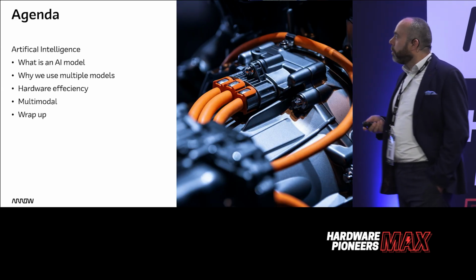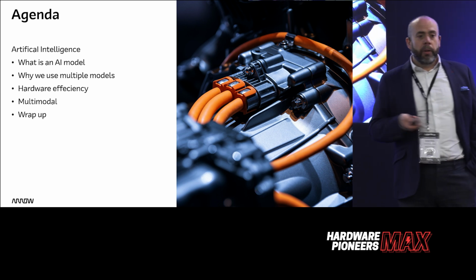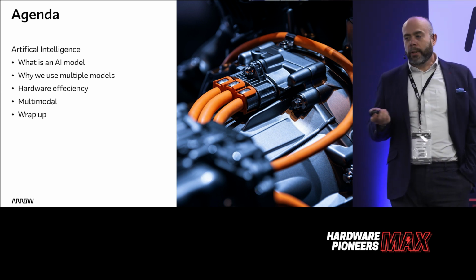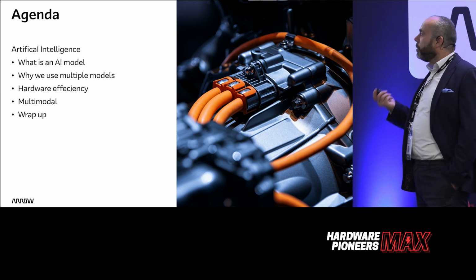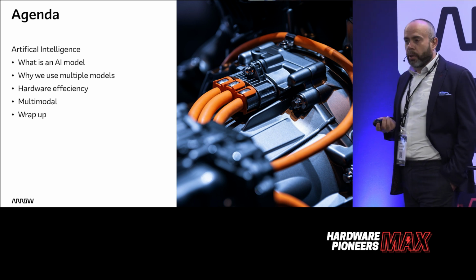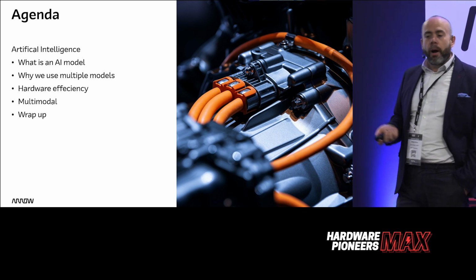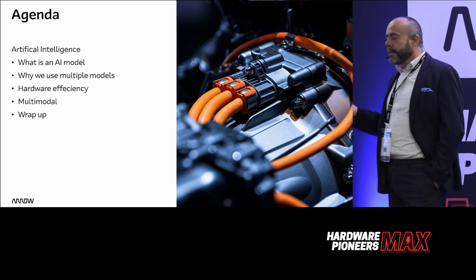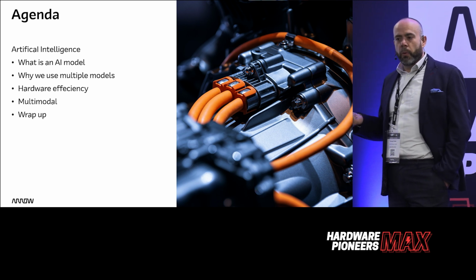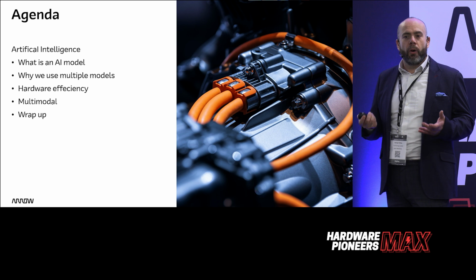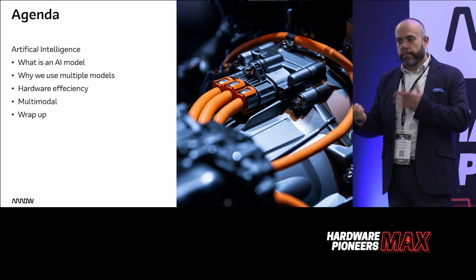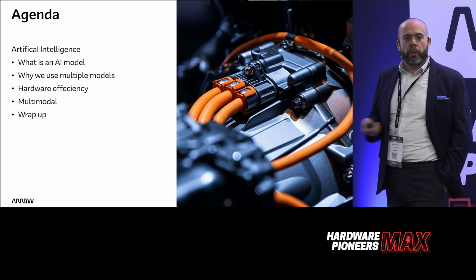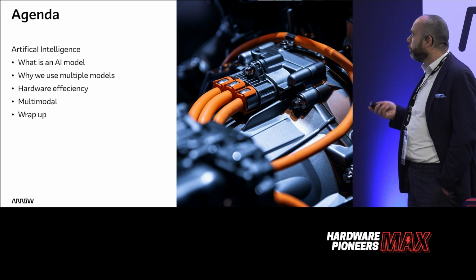Okay, so what are we going to talk about today? I'm going to very briefly talk about what an AI model is. Then I'm going to talk us through why we use multiple models, some of the hardware efficiencies that you can get from using multiple models. And then, like I said, I'll touch briefly on multimodal, just because that term's often confused with multiple models, and I just want to make sure you're walking out with a clear understanding of what those are.